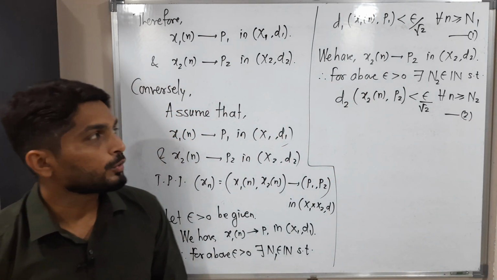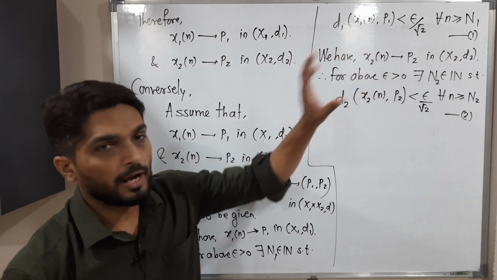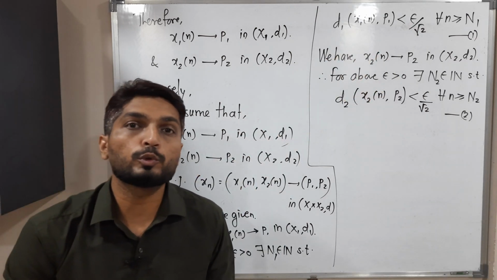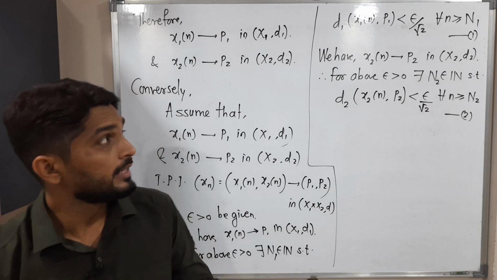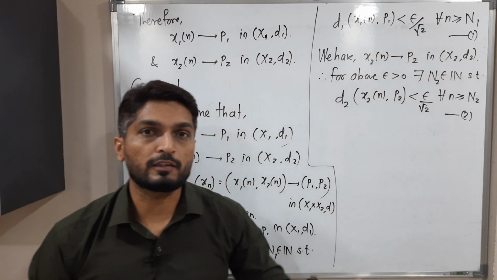So we have two important pieces of information, but the problem is that we cannot use both statements simultaneously. The reason is that the first one is true for n greater than or equal to n1 and the second one is true for n greater than or equal to n2.